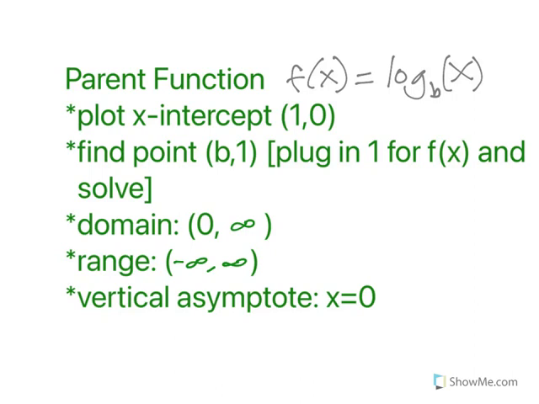So when we're graphing this, we start with our x-intercept of 1, 0. Then we plug in 1 for the f of x. Remember, this is the same as y. And we solve so that we can find another point. We might need additional points. We know the domain is 0 to infinity. The range is negative infinity to infinity. And the vertical asymptote, if this is my coordinate plane, is x equals 0, meaning our graph can never touch that line.